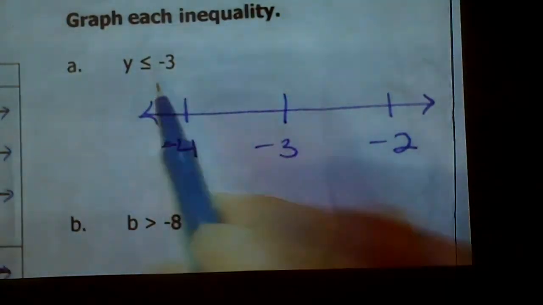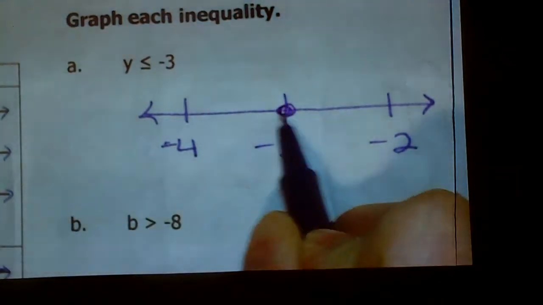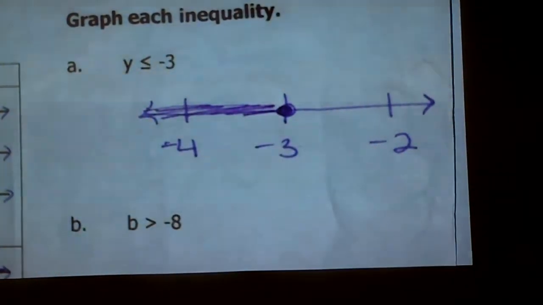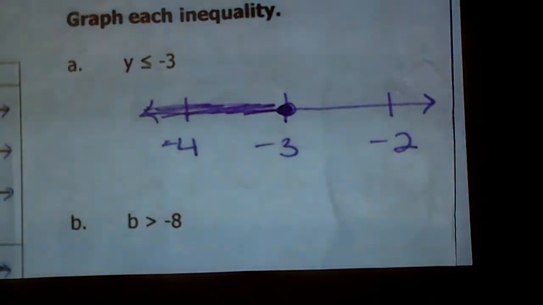So y is less than or equal to -3. That means it can be -3. And it can also be all the values less than that. For example, b.